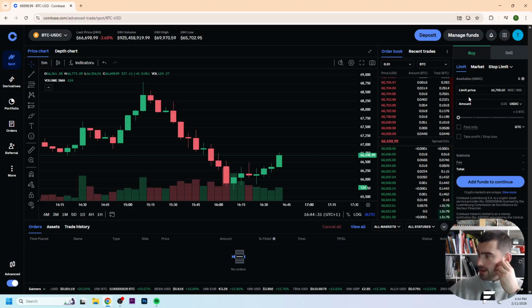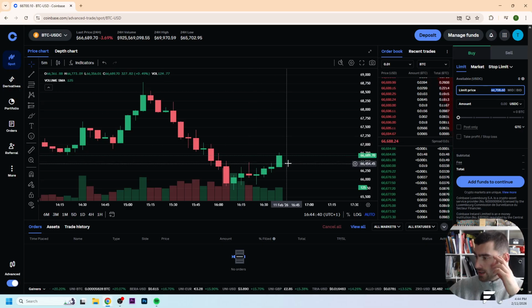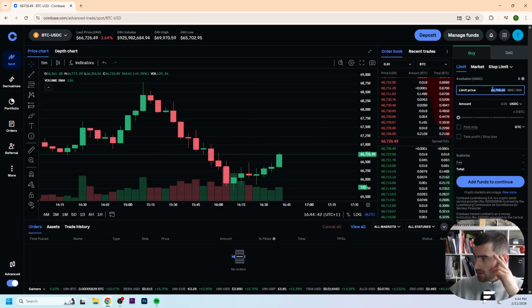So we click here on limit. Then we can select the limit price, so create a price that you want to step in with. Right now it's on 66,700, so this is fine. And here we can select the amount.